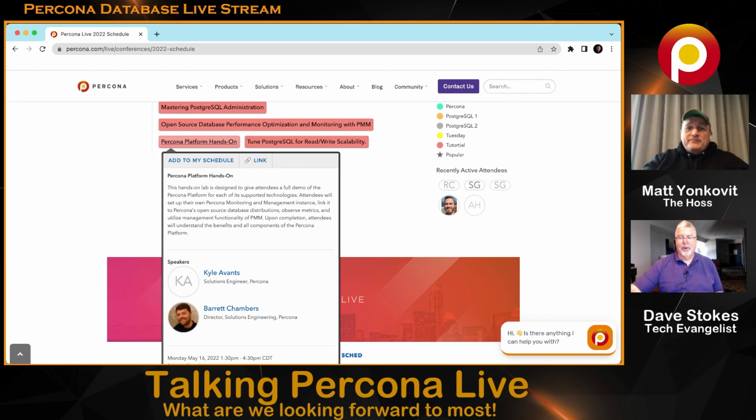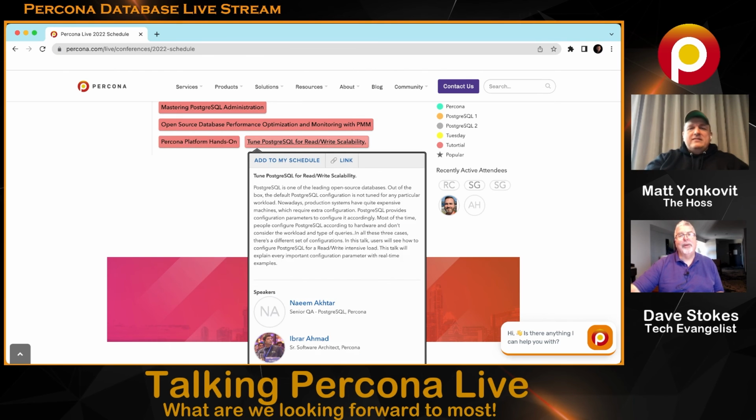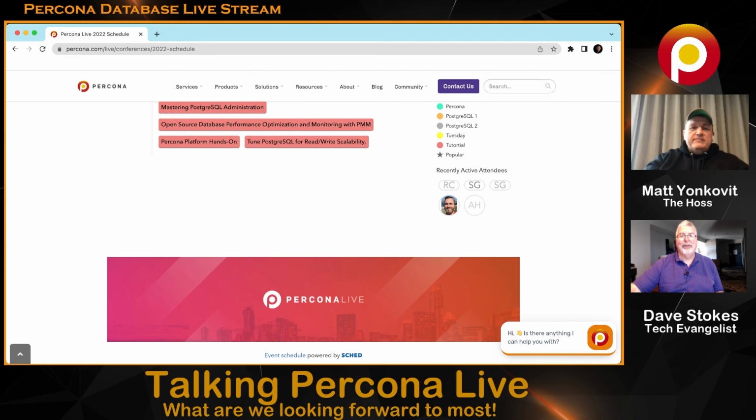Okay. And our final tutorial is tuning Postgres for read-write scalability. For those of you who are new to the database world, things work great for the first 6 months on just about anything, and then you start running into choke points where reading off disk or writing to disk begins to slow you down. And the two presenters we have are two Perconians, and they're going to walk you through all you have to do to get your Postgres humming.